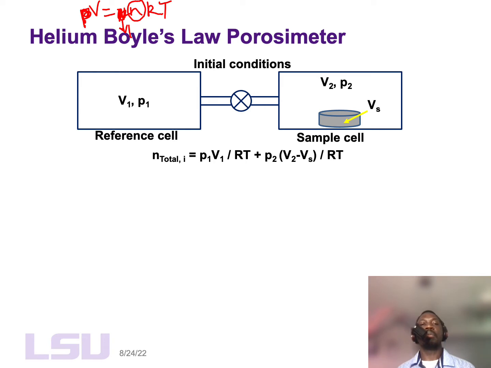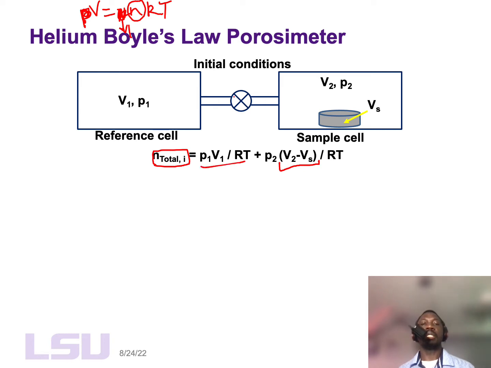So to get the number of moles in cell 1, the reference cell, it's going to be P1 V1 over RT. RT is constant, right? And here it is going to be P2, but not V2, V2 minus Vs, right? The space available for the gas to be stored in, divided by RT, so that the total number of moles at initial conditions is the sum of these two.